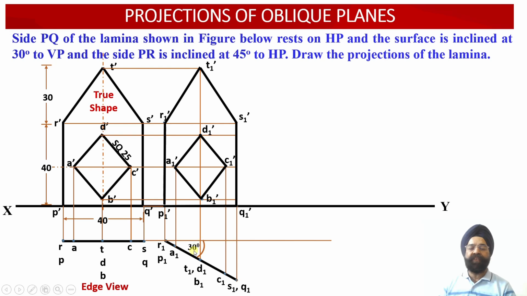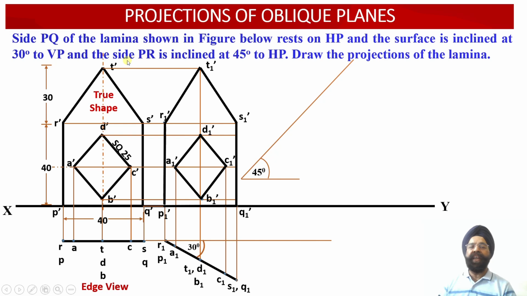Now, one special characteristic we witness in these front view projections is the front view projection of this edge, P1 dash R1 dash. This is still a true length. Why? Because this edge PR happens to be parallel to the vertical plane. Therefore P1 dash R1 dash is still the true length.